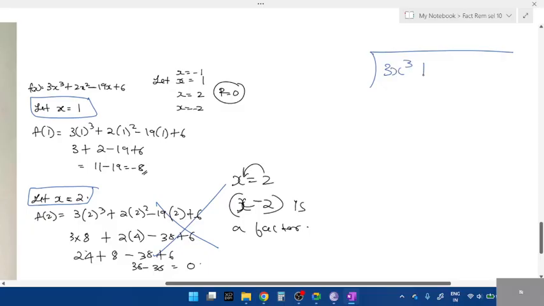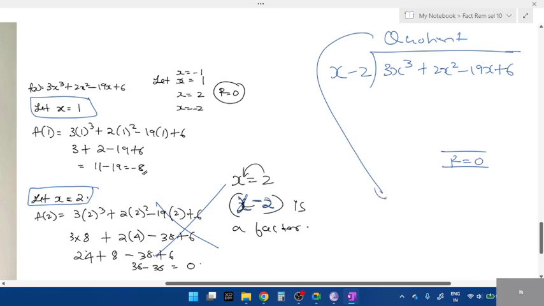Division. 3x cube plus 2x square minus 19x plus 6. You have to divide by what? What's the factor we got? x minus 2. For this x minus 2, you'll get a quotient. Once you find it, the remainder will definitely be 0, students.